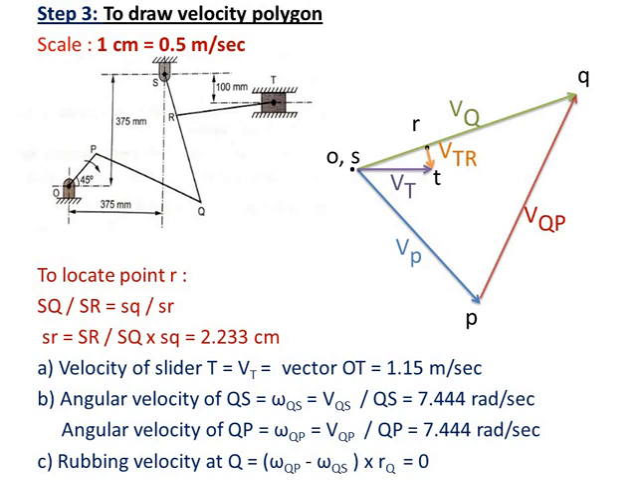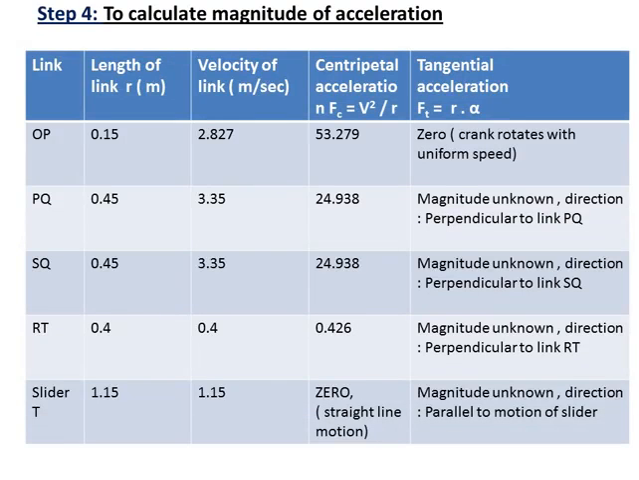Next is to calculate the rubbing velocity at Q. At point Q there are two links, PQ and QS, or you can say QP and QS. The rubbing velocity will be omega QP minus omega QS into the radius of the pin. But omega QP and omega QS are the same, that's why it comes out to be 0. Likewise you can find the rubbing velocity at other points. Now we have to see the acceleration polygon.